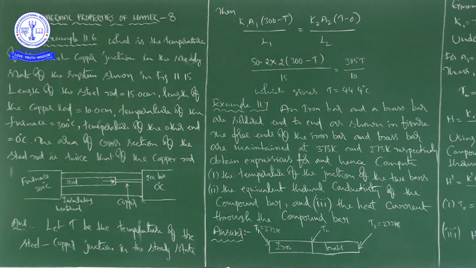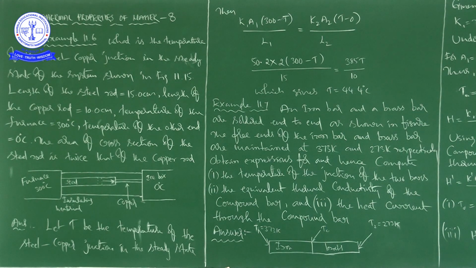That is one thing. And after that, they have given some other values, like the temperature of the other end, that is 0 degrees centigrade, right? So the temperature of the furnace is 300 degrees centigrade, the temperature of the other end, that is the ice box, is 0 degrees centigrade, the length of the steel rod is 15 centimeters, and the length of the copper rod is 10 centimeters. Okay.